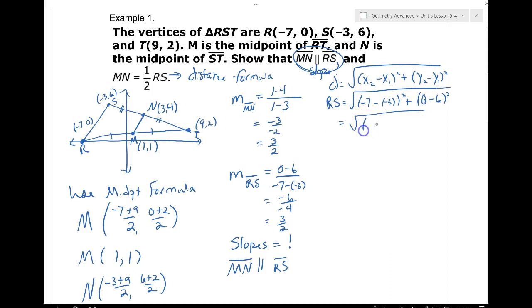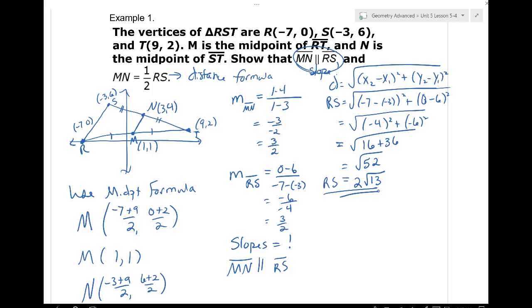So we get on here, that gives me a negative 4 squared plus the quantity a negative 6 squared. So it's 16 plus 36. I get the square root of 52. Now, this is when it does pay to know how to simplify radicals well. The square root of 52 can be simplified more, and in simplest form, that ends up being 2 times the square root of 13. So right now, you need to know this part. So the length of segment RS is 2 times the square root of 13.